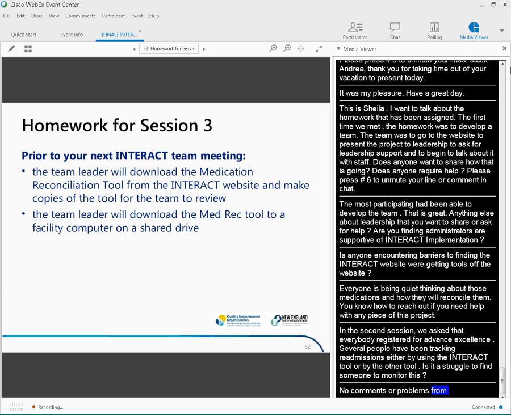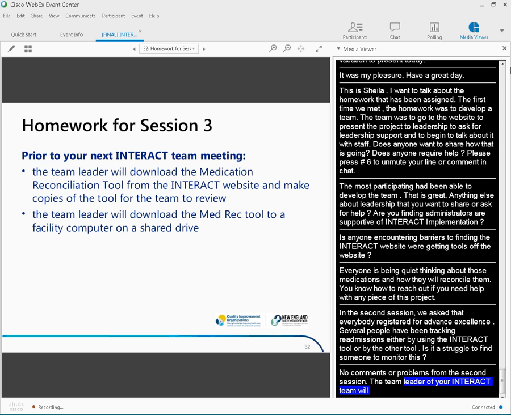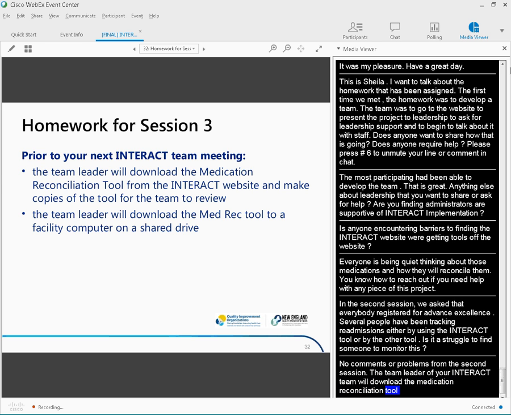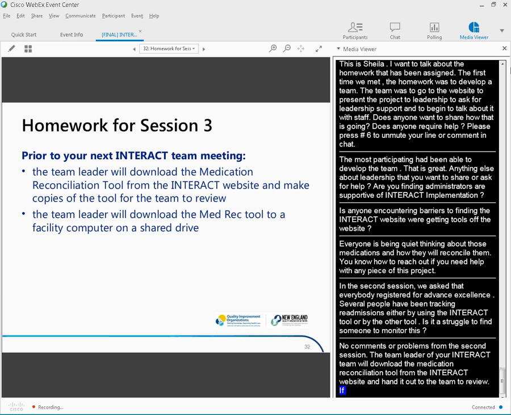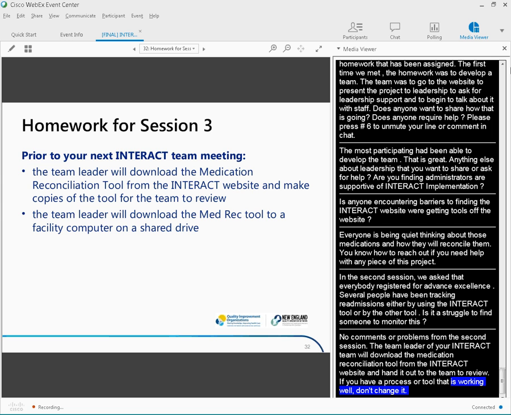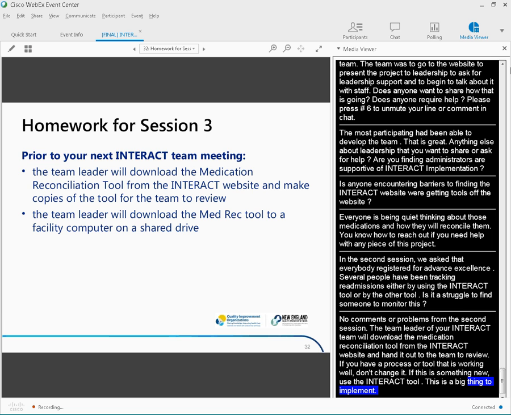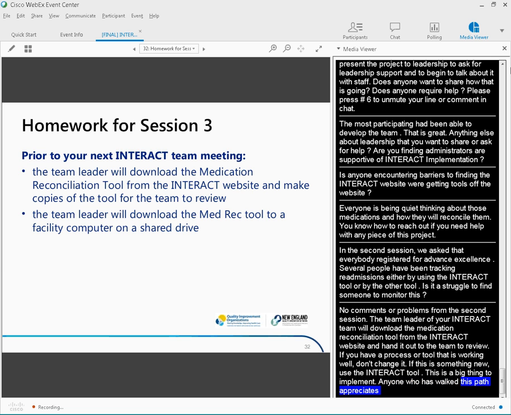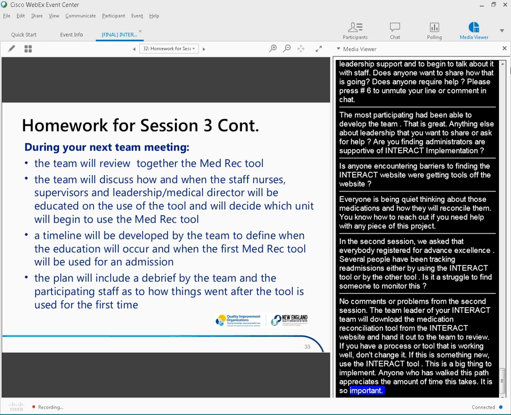The team leader of your Interact team will download the medication reconciliation tool from the Interact website and hand it out to the team to review. If you've got a medication reconciliation process and tool that you feel is working well for you, don't change it. If this is going to be something new to you, I encourage you to use the Interact tool because it's pretty easy to use. This is a big thing to implement, and I think anyone who's walked this path appreciates the amount of time and commitment that this takes, but it's so important, and it's such a service to our patients in terms of safety and in terms of moving care forward. So please do that with your team in the next month.